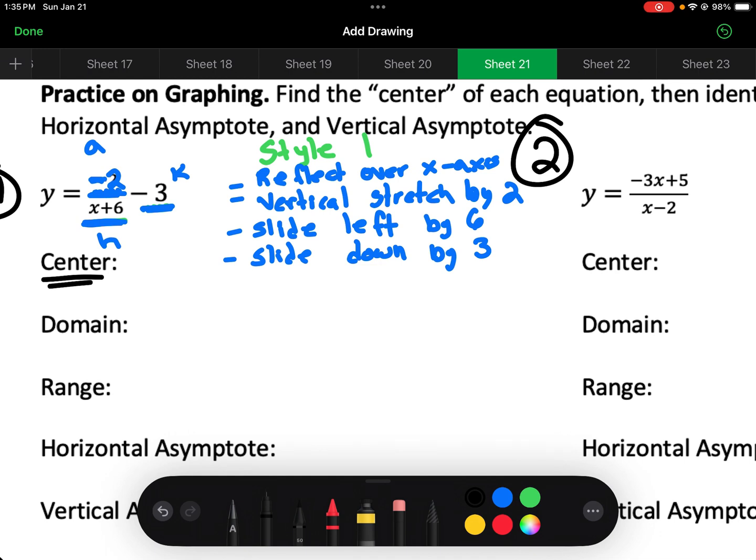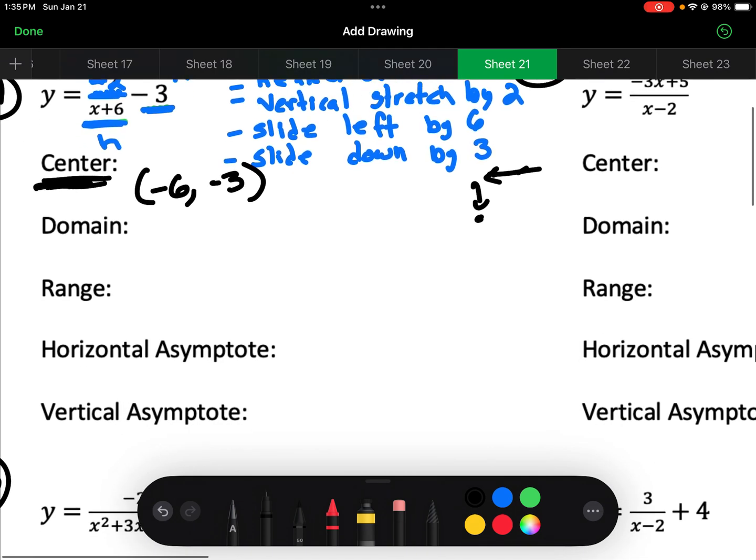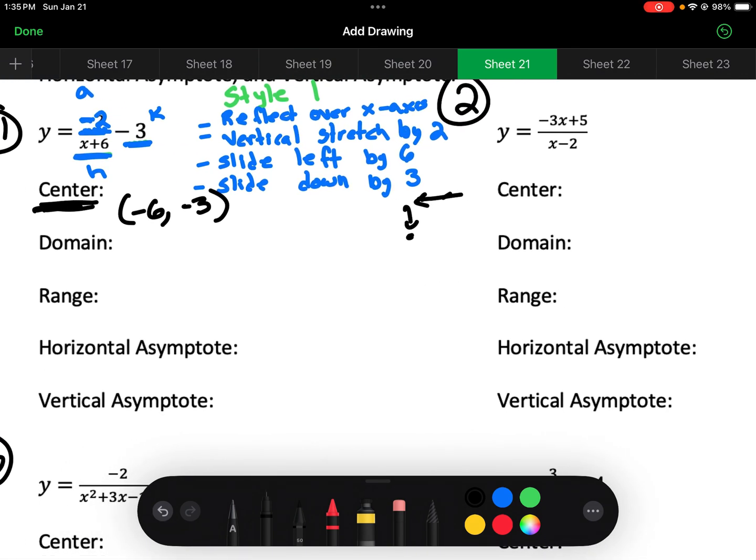If we put it all together, we can think about the center. The center is not going to be affected by the reflection or the vertical stretch by 2, but it is going to slide left 6 and then down 3. So my center point is going to be at -6, -3. I'm doing this digitally and don't have a graph in front of me, but you can look at any graph paper: slide left 6, down 3. Once I know where my center is, it's kind of a race to get the rest of the stuff done. Think about what is x, what is y, and you're on your way.